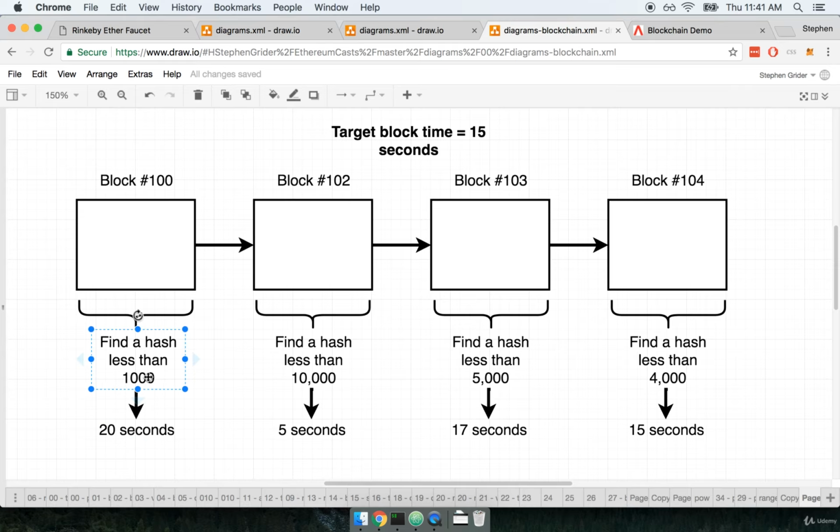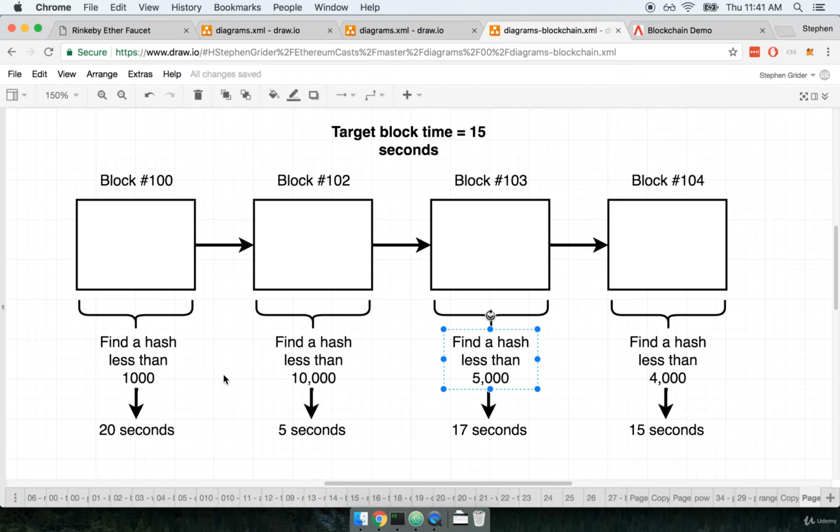Let's try to find a value, rather than less than 1,000, which might take a really long time, let's just try to find a hash that is less than 10,000. So this kind of expands the window of valid hashes that we can calculate. But we can maybe imagine that when we expand that window up to 10,000, the block time goes all the way down to 5 seconds. And then the network says, whoa, hold up, that's way too fast. Let's decrease the limit now.